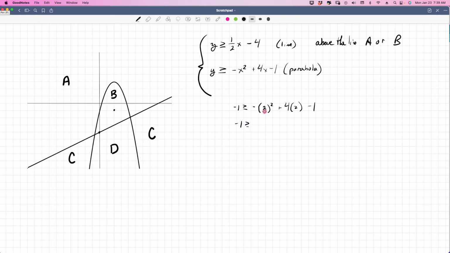2 squared would be 4, so it's -4 plus 8 minus 1. So -1 is greater than or equal to, that would be a positive 4 minus 1, which would be 3. So this is not true. So this area does not satisfy this equation.